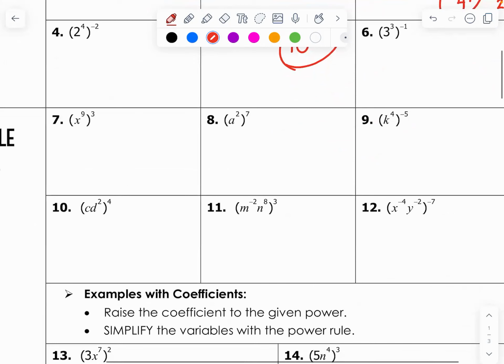You and your elbow partner, write down answers for 7, 8, and 9, please.